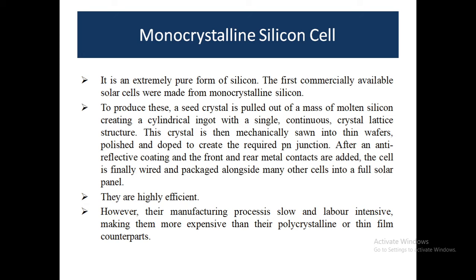Now, a monocrystalline silicon cell is made of a pure form of silicon. The first commercially available solar cells were made from this form. This is how it is produced.